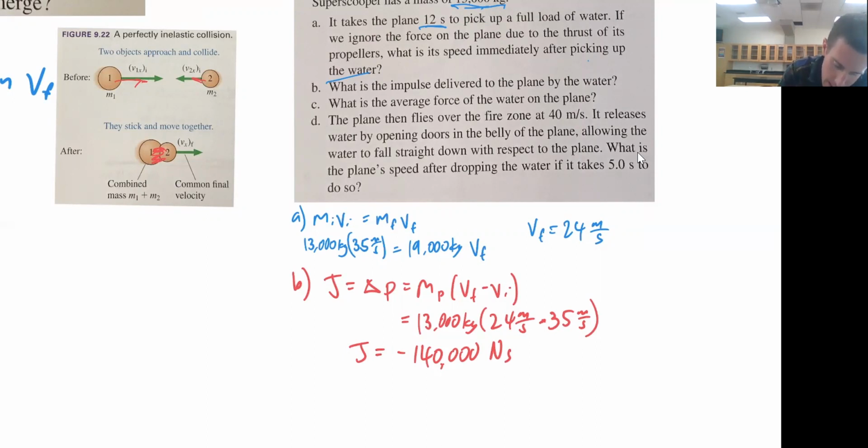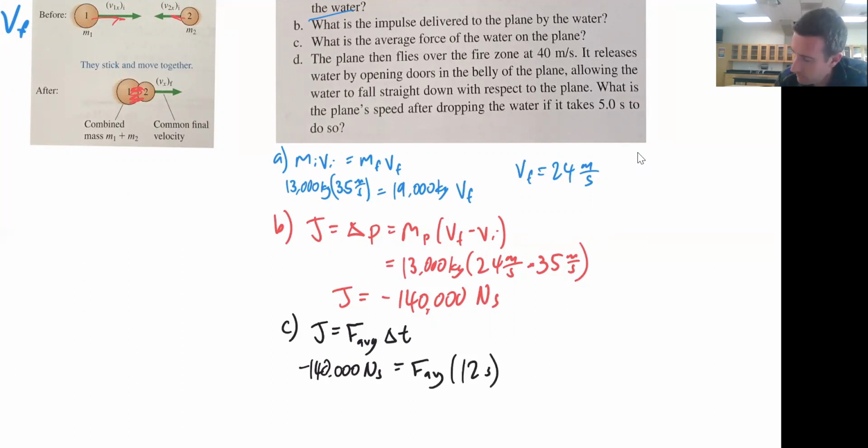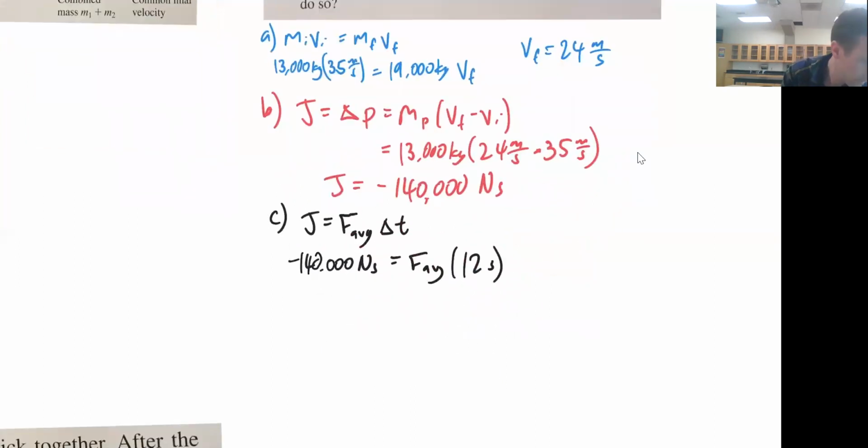And then part C, what is the average force of the water on the plane? Okay, this is a nice easy one. J equals force average times change of t. Negative 140,000 newton seconds equals force average times 12 seconds. Divide both sides by 12. Negative 12,000. Okay. So that would be force average equals negative 12,000 newtons.